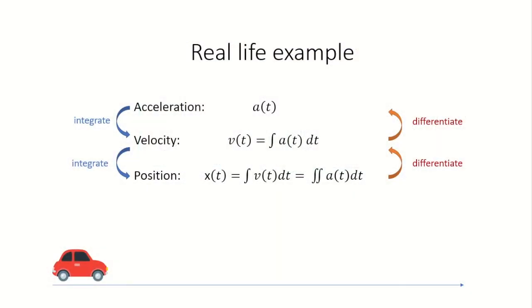Here we have a real life example of how integrals work. So if we look at this car moving, there are 3 functions that we can consider: the acceleration, velocity, and position at time t. If we take acceleration and we integrate that, we can find its velocity. And if we integrate that further, we can find its position. And as we just saw, differentiation is basically the opposite of integration. So if we differentiate its position, we are going to get its velocity. And if we differentiate its velocity, we will find its acceleration.